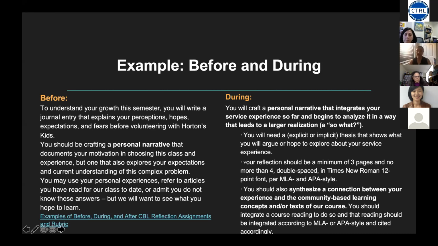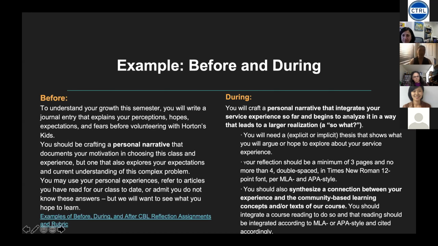So just giving a quick snapshot of what the before prompt looks like, what the during prompt looks like. If you want more examples of those, if you click that link, it takes you to a Google Drive. You are welcome to revise, adapt, steal, etc., any of those materials.